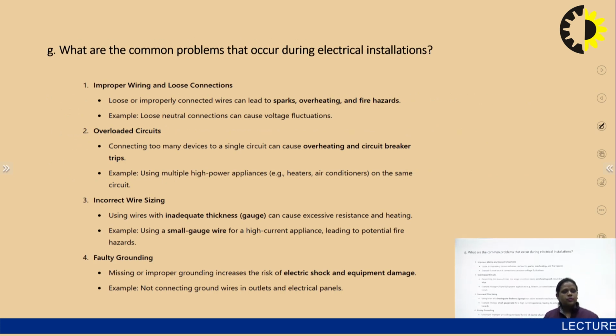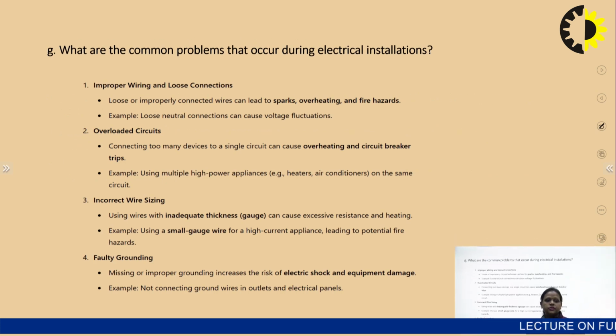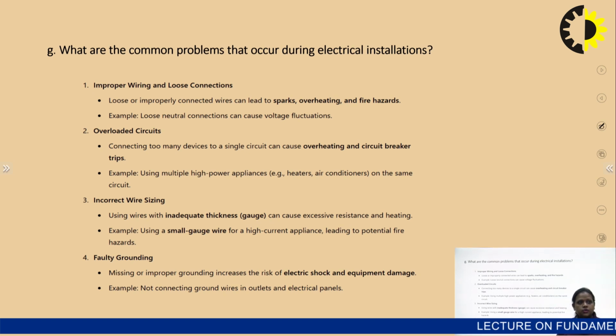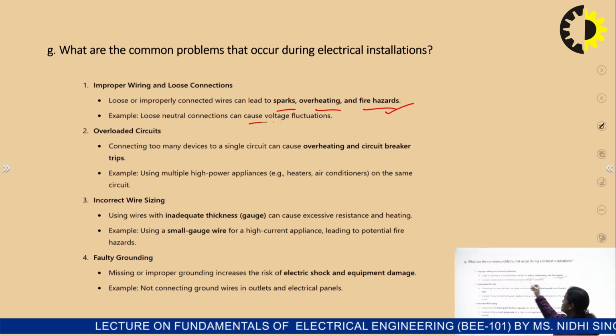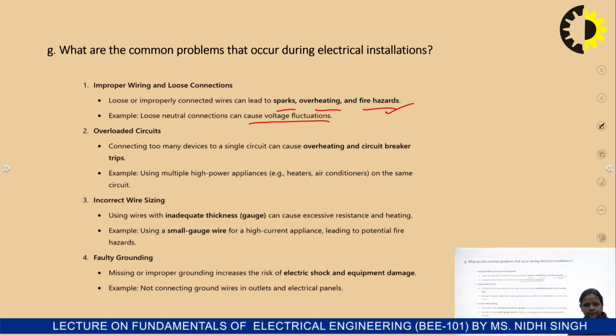Then, what are the common problems that occur during electrical installation? So, this question is from unit 5th. So, the common problems are improper wiring and loose connection. Loose or improperly connected wires can lead to sparks, overheating and fire hazards. For example, a loose neutral connection may cause voltage fluctuations.